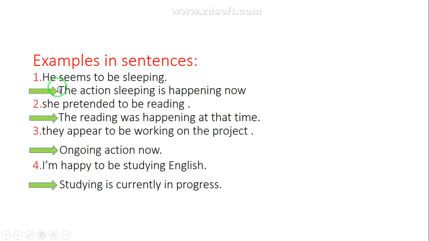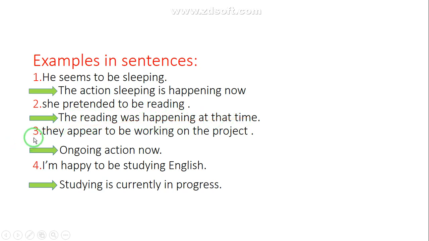Examples in sentences. Example number 1. He seems to be sleeping. The action, sleeping, is happening now. Example number 2. She pretended to be reading. The reading was happening at that time.